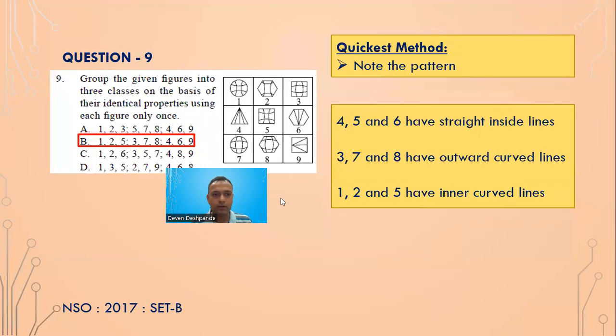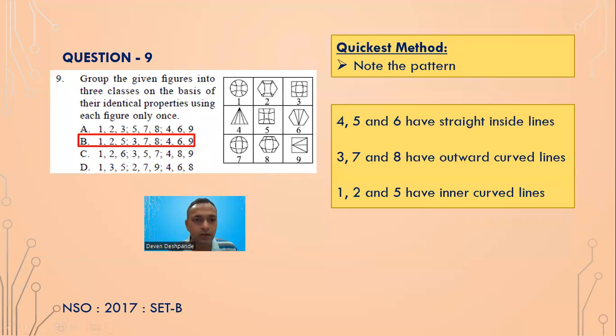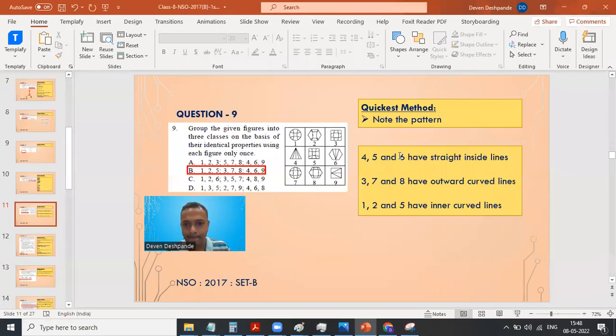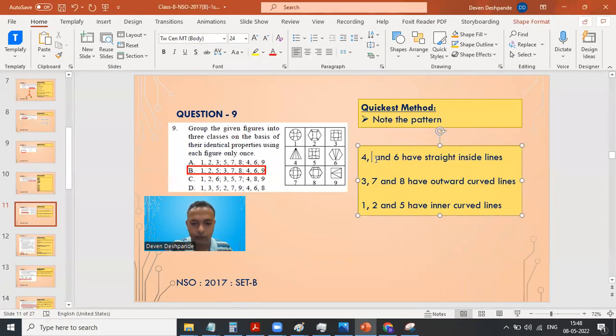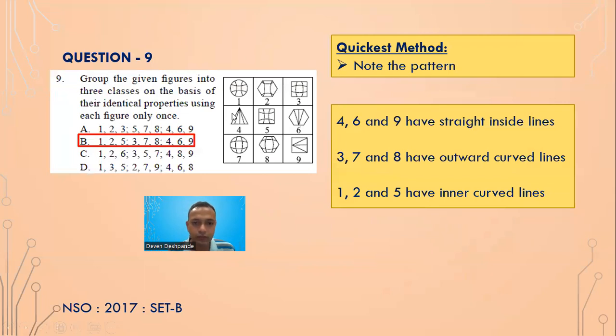Okay, next one. Group the given figures into 3 classes on the basis of their identical properties, using each figure only once. Again, an easy question, because if you notice how the figures are grouped, isn't it? So here 4, 6, and 9, isn't it? They have inside straight lines. All the lines inside those 4, 6, and 9 are exactly straight.